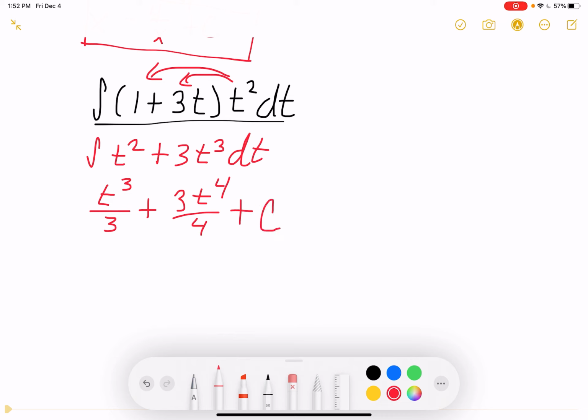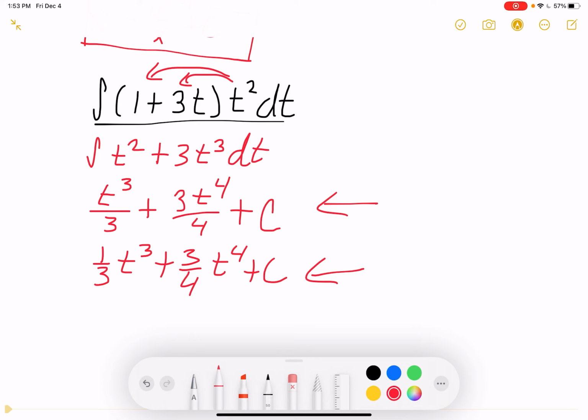There's not much simplifying you can do here. You can just pull the constants out in front of the variable if you feel like it. So you could say 1/3 t cubed plus 3/4 t to the 4th plus c, but either one of these is your answer. They're both the same thing. Those are the 3 problems that we're covering today.